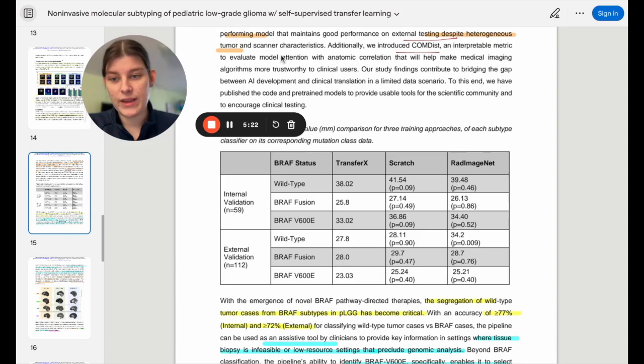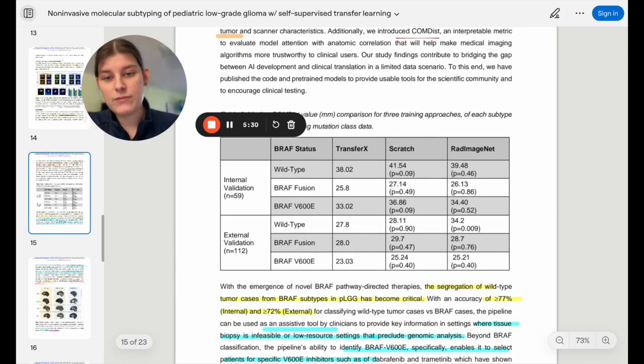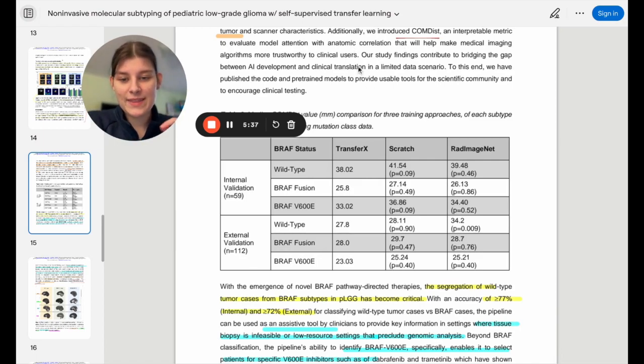To make it trustworthy and hopefully applicable in more clinical settings outside of just this institution, they applied their metric evaluation model to get that anatomical correlation to see if it's trustworthy. And through that, that's another validation point.